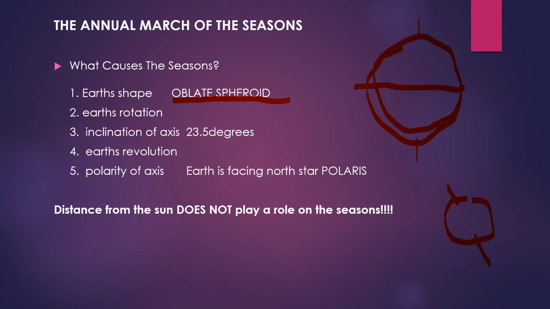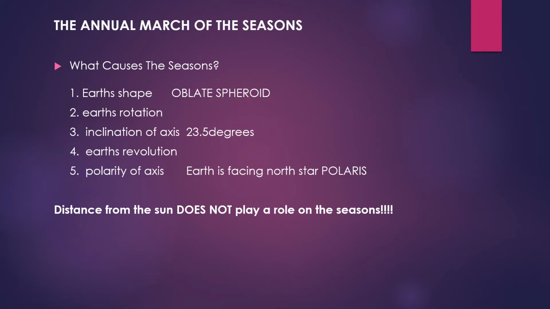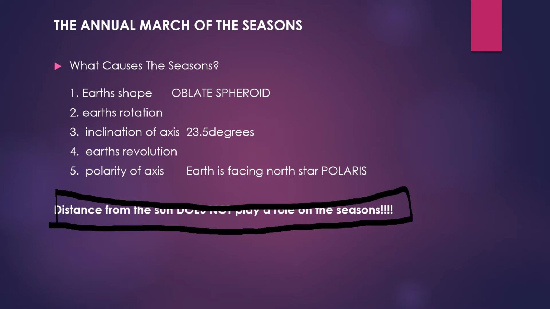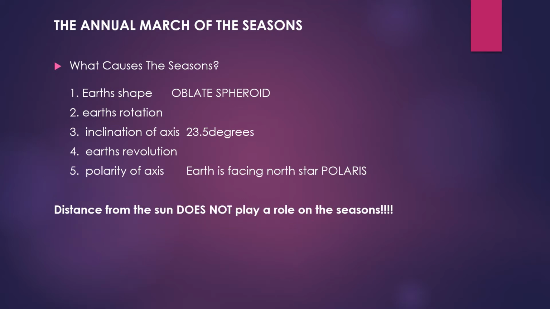is always tilted towards the North Star. And again, in like 100,000 years, I might be off, maybe at 80,000 years, this will tilt towards the South Star. But right now it's tilted towards the North Star, so that has a lot to do with how we experience our seasons. Again, distance from the sun does not play a role in the seasons at all. I've said that like 5 times, so maybe that's really important to write down in your notes, right guys?